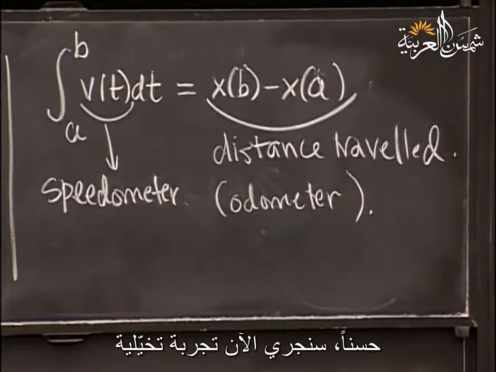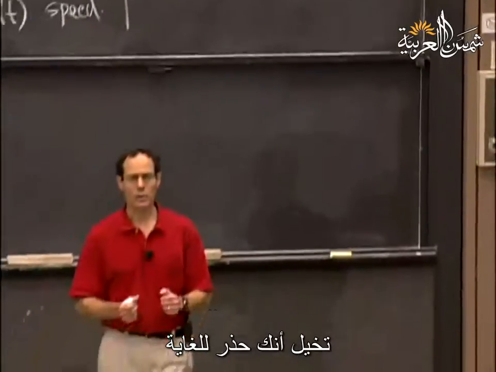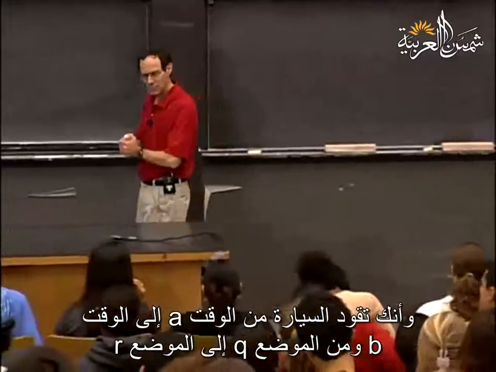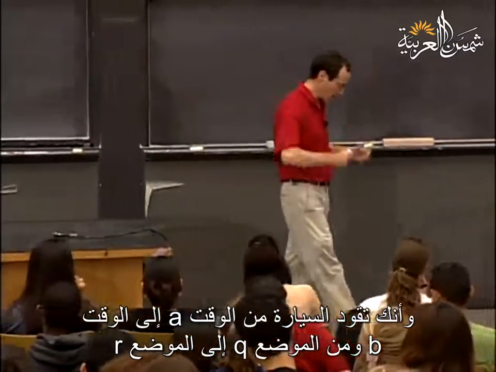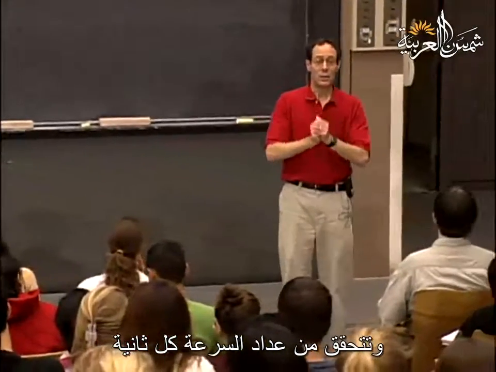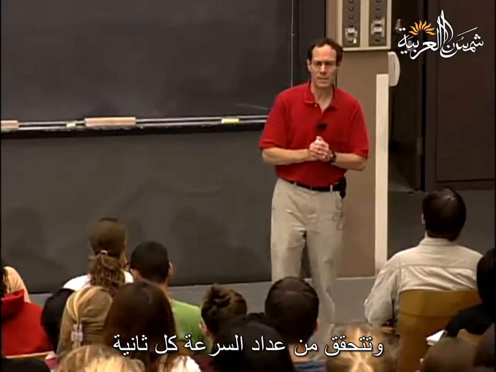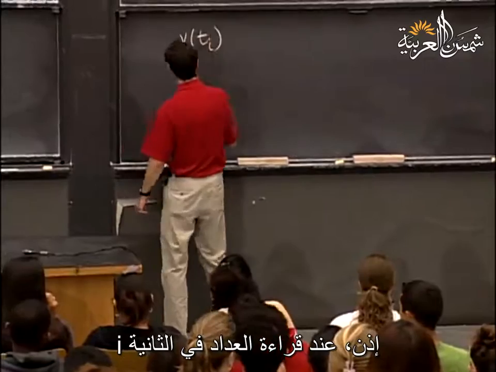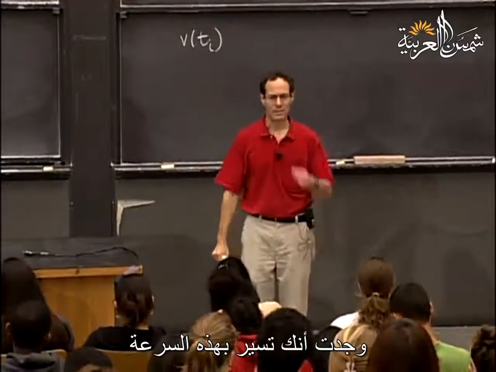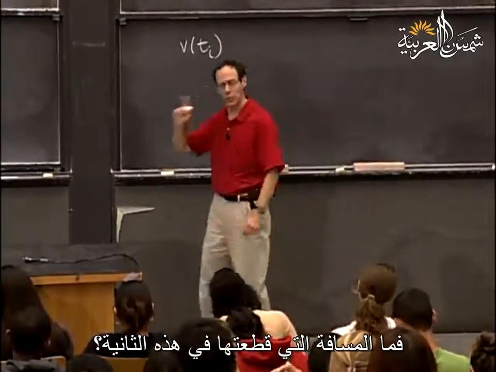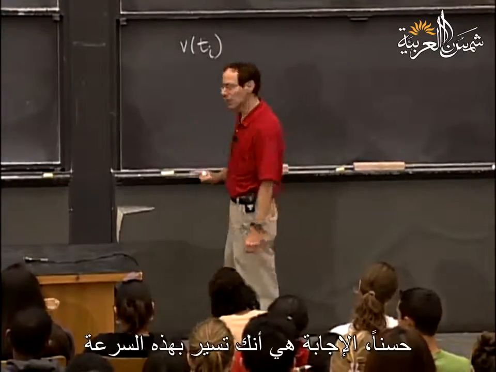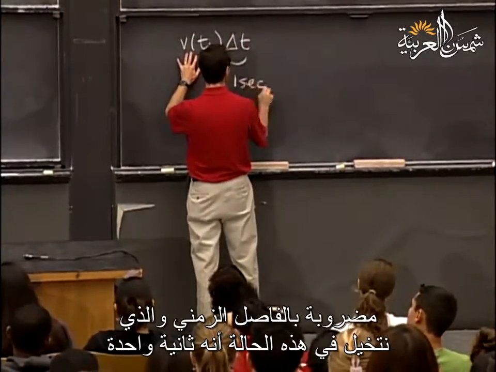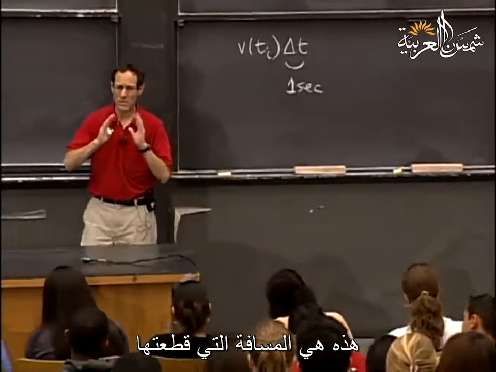The first thing that I want to imagine, so we're going to do a thought experiment now, is that you are extremely obsessive, and you're driving your car from time A to time B, place Q to place R, whatever, and you check your speedometer every second. So you've read your speedometer in the ith second, and you've read that you're going at this speed. Now, how far do you go in that second? Well, the answer is you go this speed times the time interval, which in this case we're imagining is 1 second. So this is how far you went.